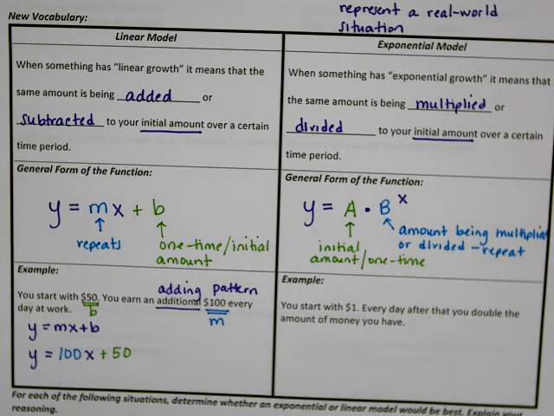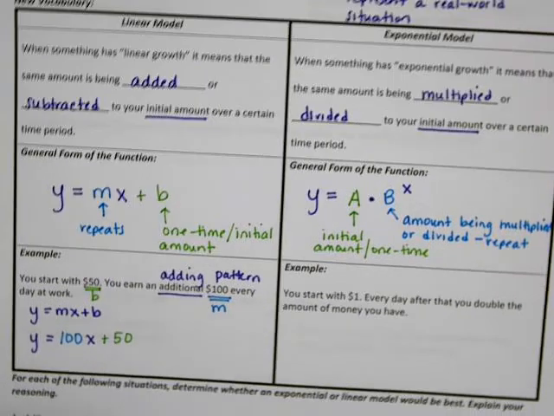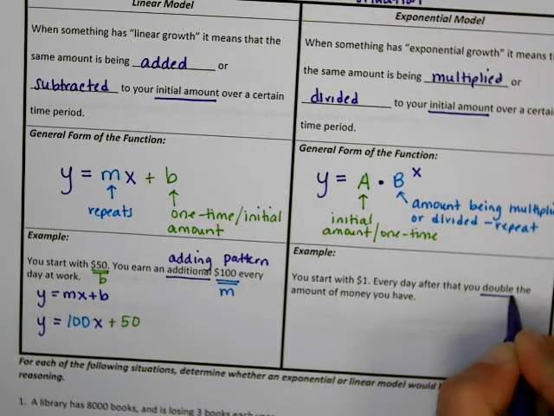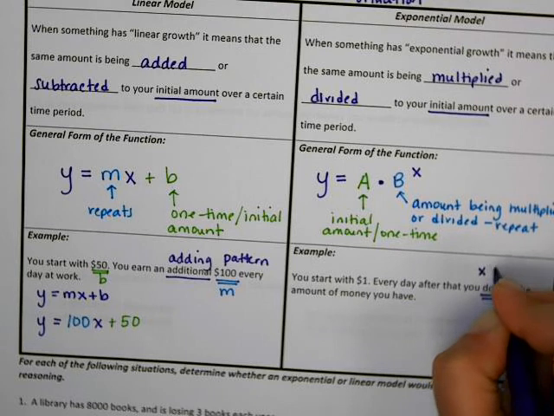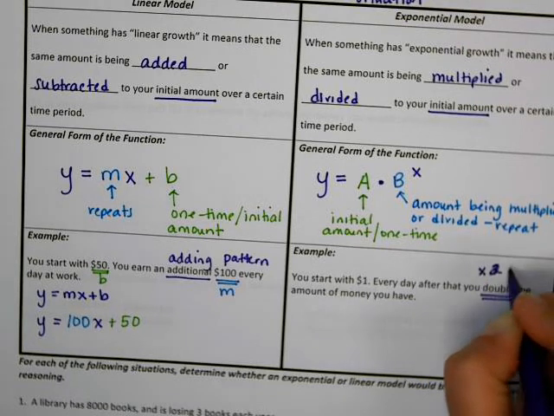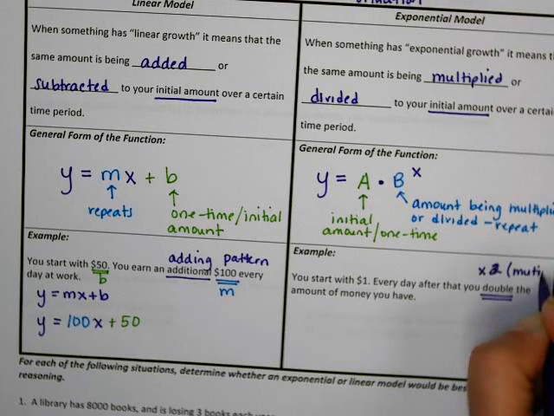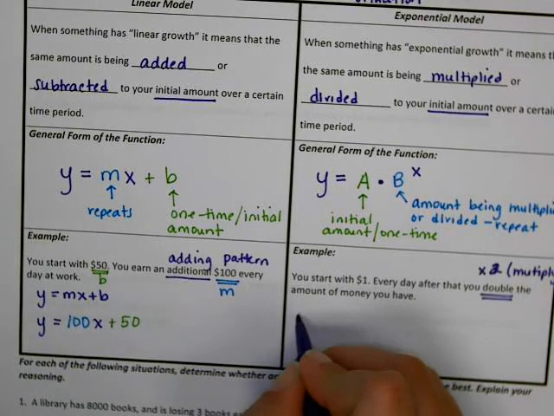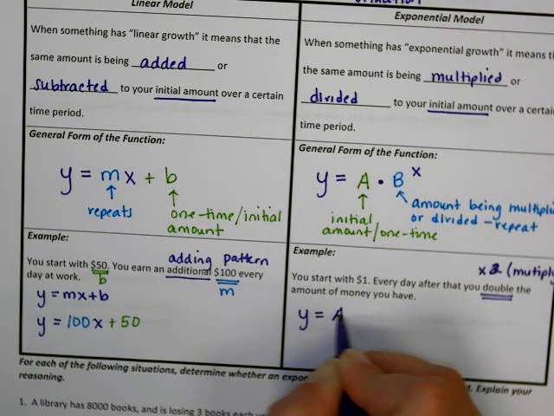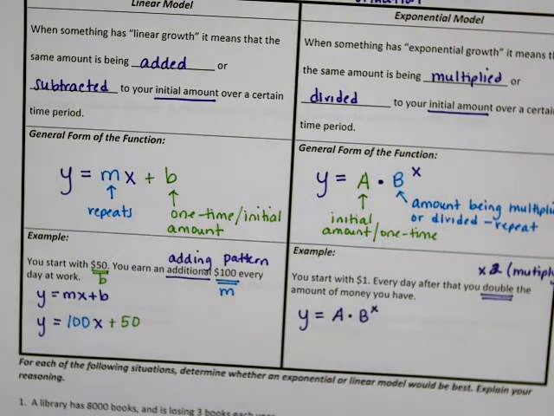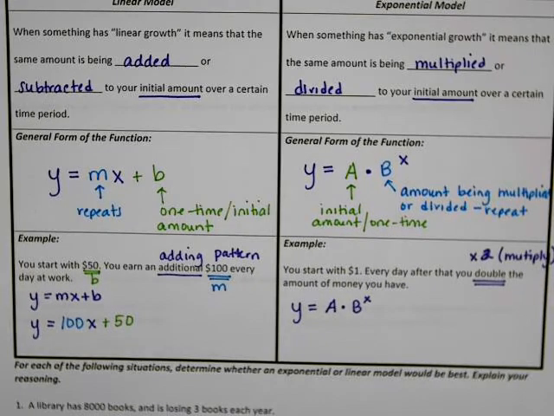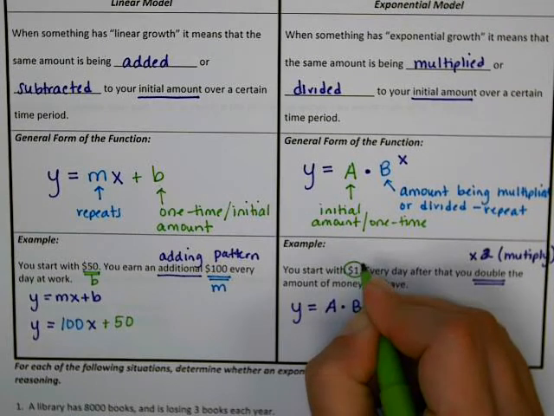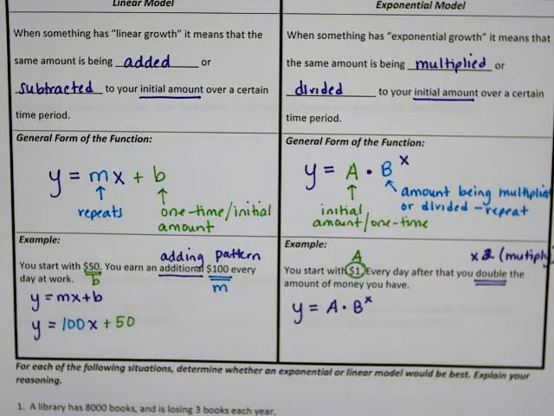So for example, if you start with $1 and every day after that you double the amount of money you have, when I see the word double, that means multiply by 2. So I would call this a multiplication pattern, which means I know that it's exponential growth. So what I would do here is I would write y equals a times b to the x power, and my job is going to be to identify the a and the b in the problem. Now the a is however much you start with, your initial amount. So the $1 is going to be your a. And b is the amount that you're multiplying or dividing by.